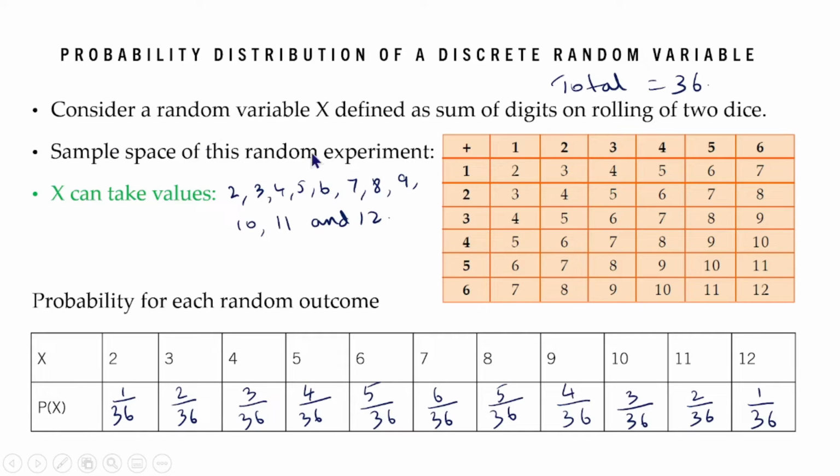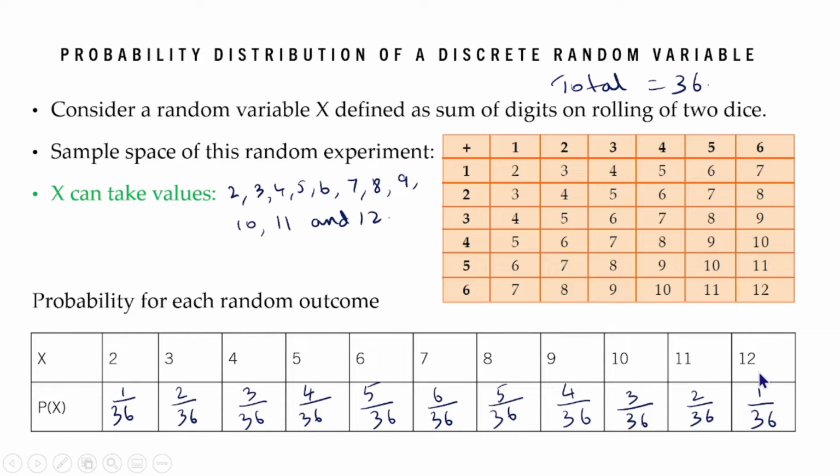So, we have considered a random variable x which is defined as the sum of digits on rolling 2 dice. We have written the sample space of the experiment and from that we have found the values which x can take. So, the various values which x can take are 2, 3, 4, 5, 6, 7, 8, 9, 10, 11 and 12. Now, we are finding the probability of each of these outcomes, when x is equal to 2, x is equal to 3 and so on, and writing it in the form of a table. So, the probability of x is equal to 2 is 1 by 36, probability of x is equal to 3 is 2 by 36, 4 is 3 by 36 and so on.